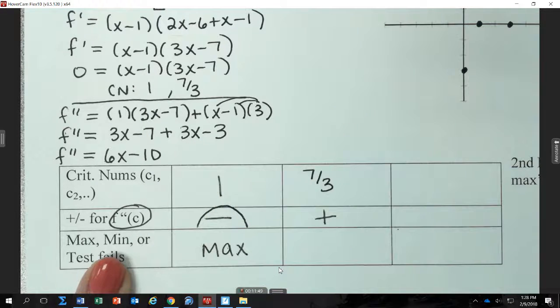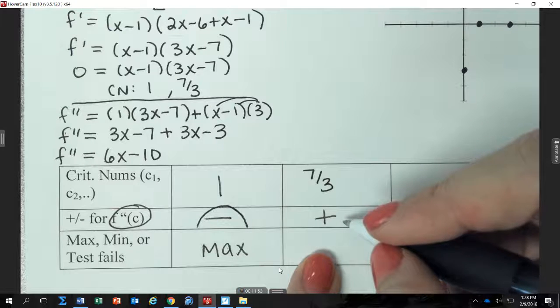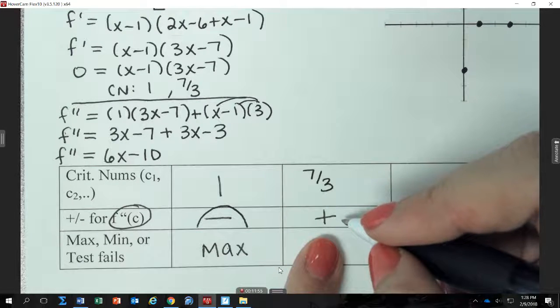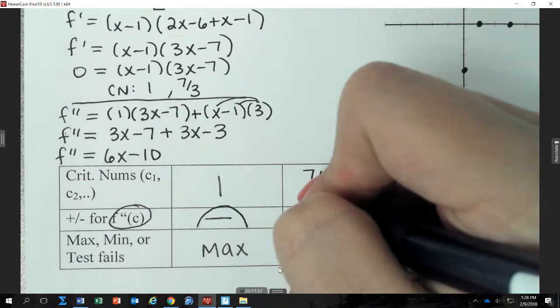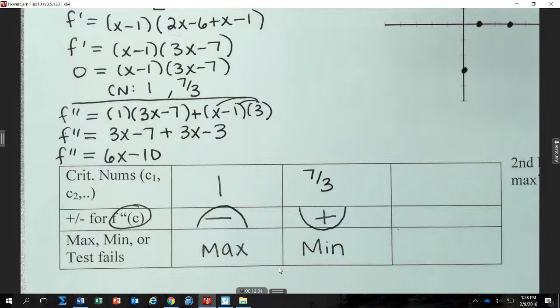Good. Okay. And if I plug in 7/3 and I get a positive value, Allie, would that make 7/3 a max or a min? Min. Good. That's going to be concave up, so here I'll have a min. Okay. Any questions about that?